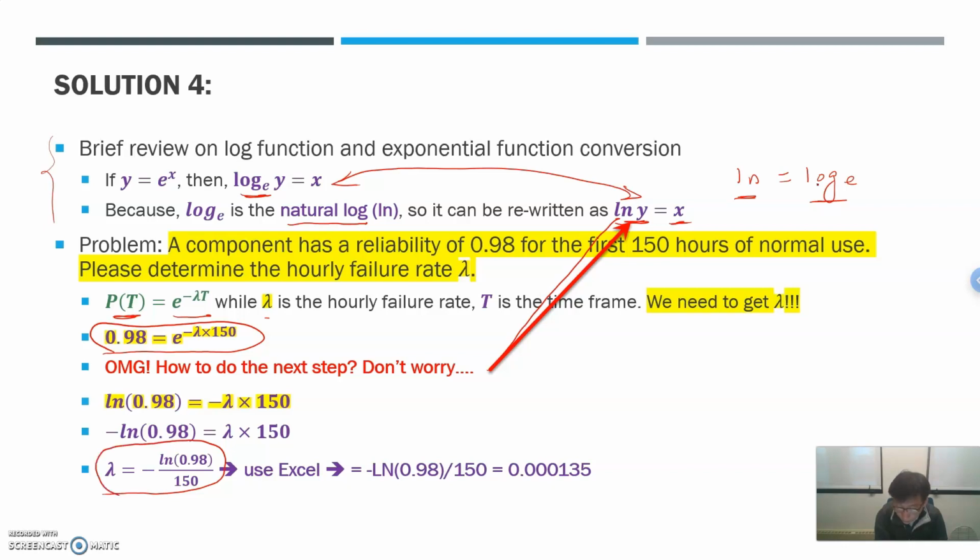And then you can rely on Excel to solve it. Okay? In Excel, you can enter ln directly. Do not forget, there is a little negative sign here. So negative natural log 0.98 divided by 150 gives you the hourly failure rate of 0.000135.